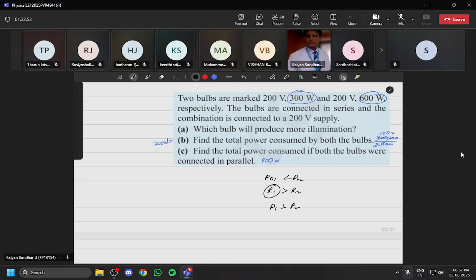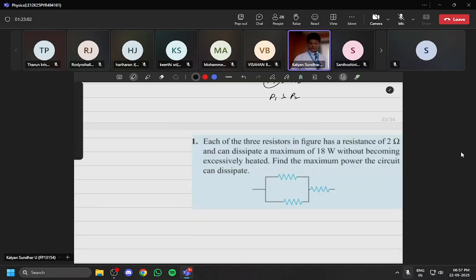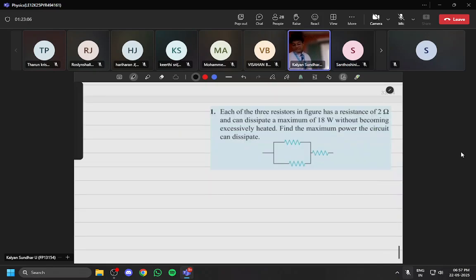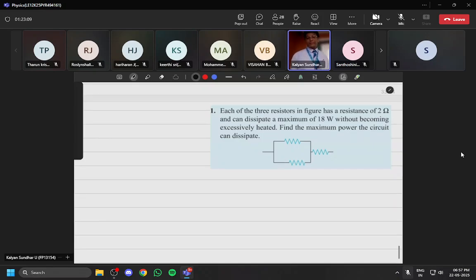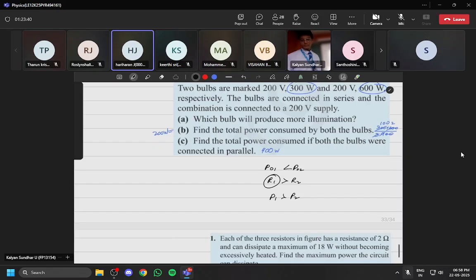First question. This one, sir. Each of the three resistors has a resistance of 2 ohm and can dissipate a maximum of 18 watt without excessive heating. That means your P naught value for each resistor is 18 watt. Now find the maximum power the circuit can dissipate. Dissipate means how much total energy it will dissipate, so the maximum power value. Sir, please scroll up a minute. Okay, sir.